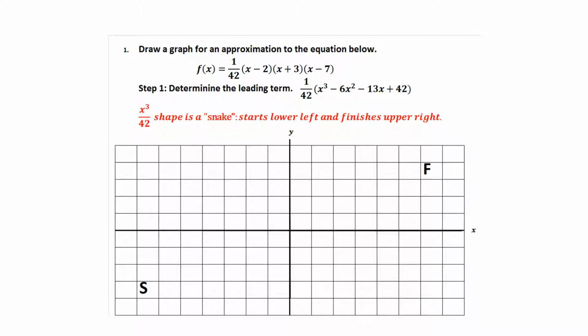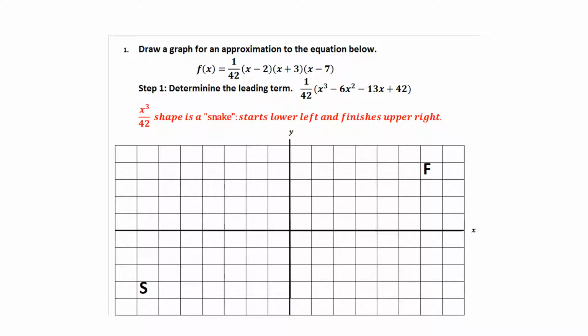Well, let's start on the lower left, where I have a big S, and it's going to finish upper right. Now, why is that? If you were to put a number in for x cubed, say negative 10, it'd be negative 10 cubed. That's minus 1,000 over 42. That's negative, that's below. And if you were to put in 10, it'd be 10 cubed, 1,000 over 42. That's a big positive number. If you put in minus 1,000 and 1,000, then you have the extremes. You're way down below and way up to the right.